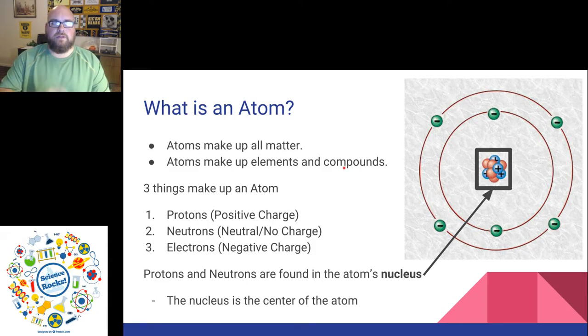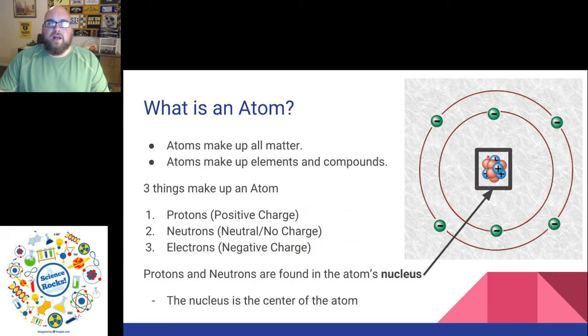The first are the positively charged protons. The second are the neutrally charged, or no electrical charge, neutrons. These 2 particles are found in the nucleus of the atom. The nucleus is the centermost part of the atom, and it's where most of the mass of the atom exists.